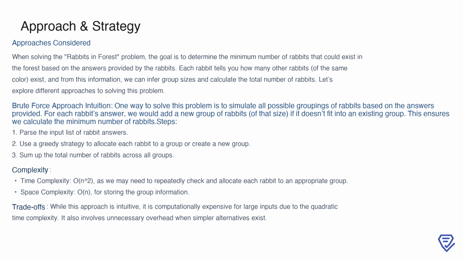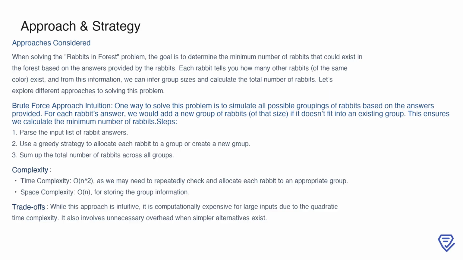One possible way to tackle this is through a brute force approach. The intuition here is to simulate every possible grouping of rabbits based on their answers. By doing this, we ensure that each rabbit is either added to an existing group or a new group is created to accommodate it. The steps involve parsing the input list of answers, then using a greedy strategy to allocate rabbits into appropriate groups. Finally, we sum up the group sizes to get the total number of rabbits.